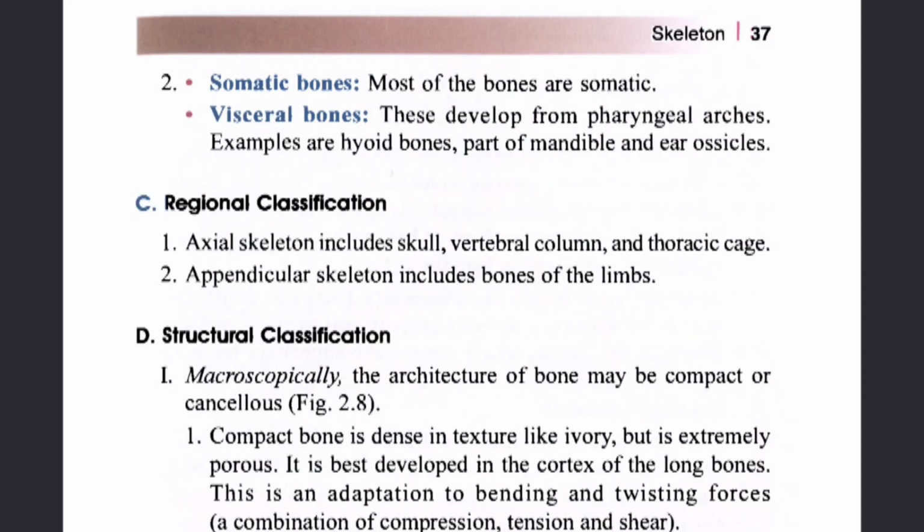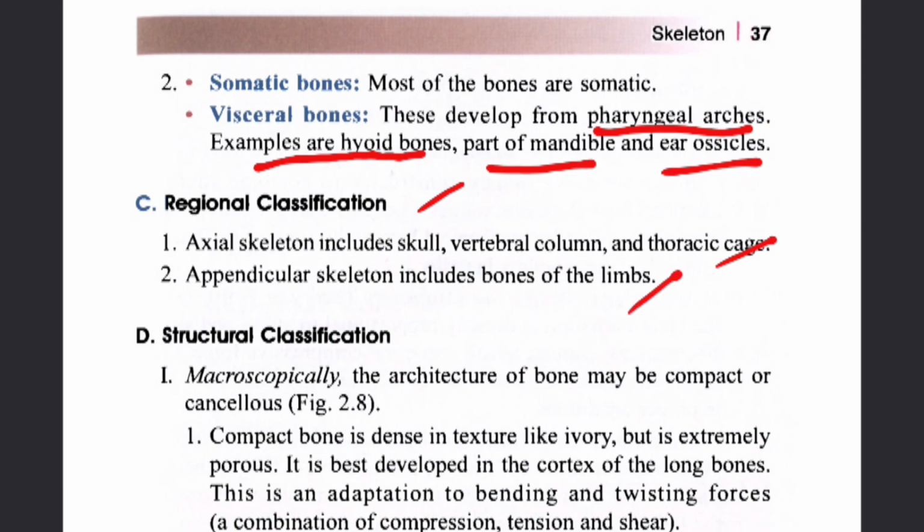Next we will discuss the somatic bones. Most of the bones are somatic. And the visceral bones develop from pharyngeal arches. Examples are the hyoid bone, part of the mandible and ear ossicles. Regional classification we have studied in that table, your axial and the appendicular skeleton.